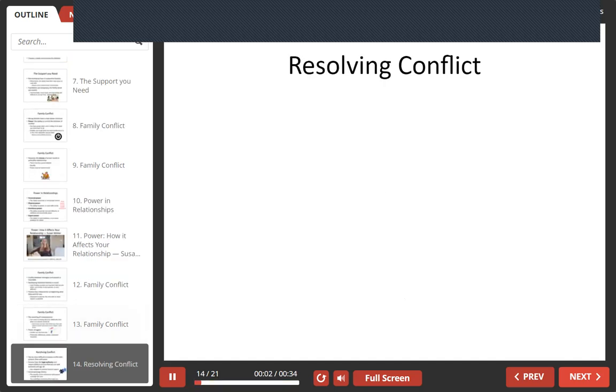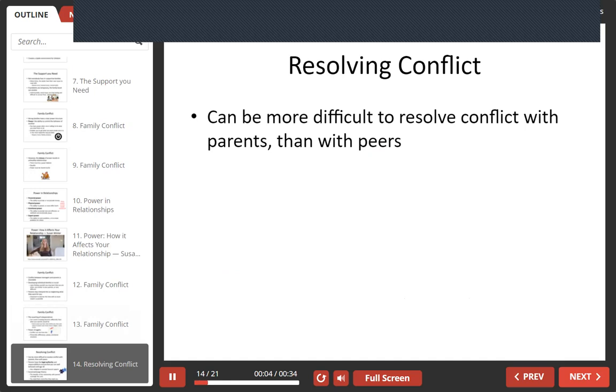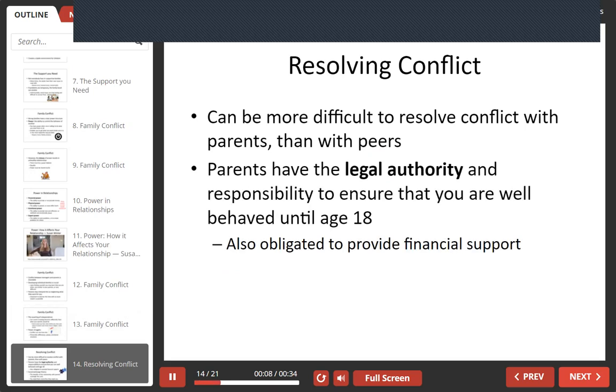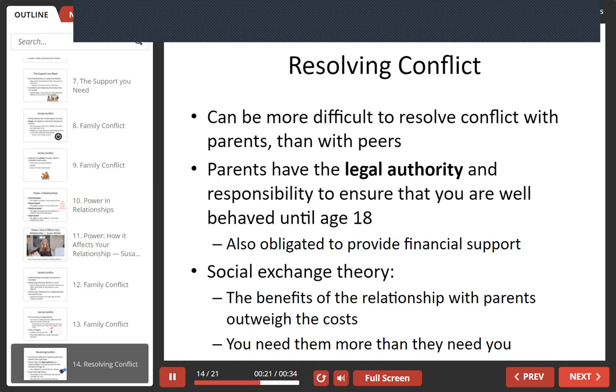So, it can be more difficult to resolve conflict with parents than with peers, because parents essentially have the legal authority and responsibility to ensure that you are well behaved until age 18. And they're also obligated to provide you with financial support. The social exchange theory, as we have outlined in the previous units and lessons, is that the benefits of the relationship with parents outweigh the costs. You need them more than they need you.